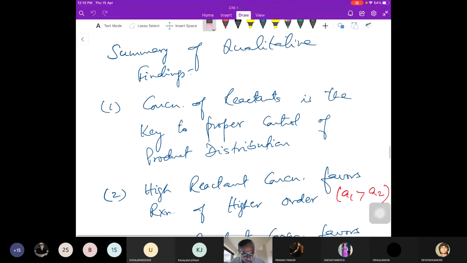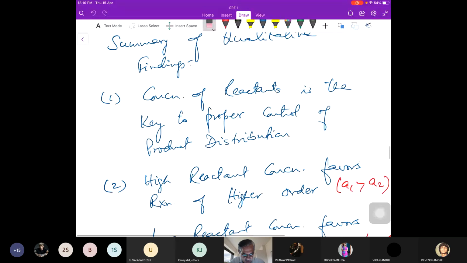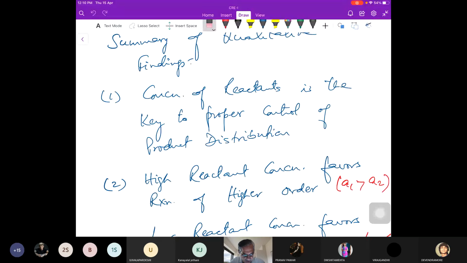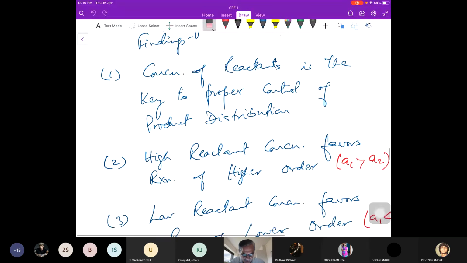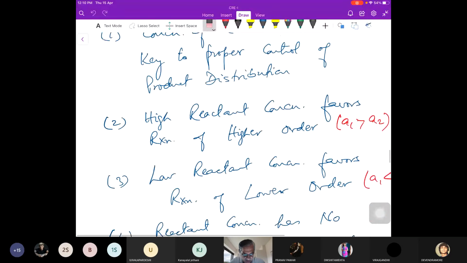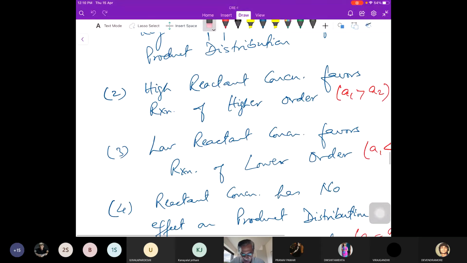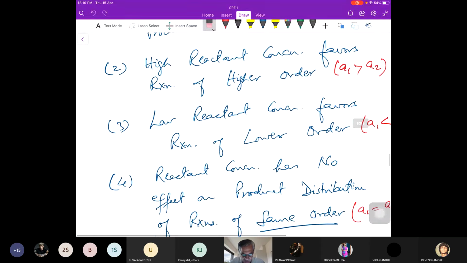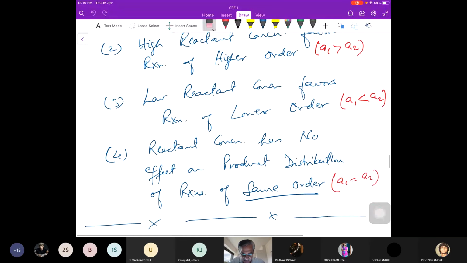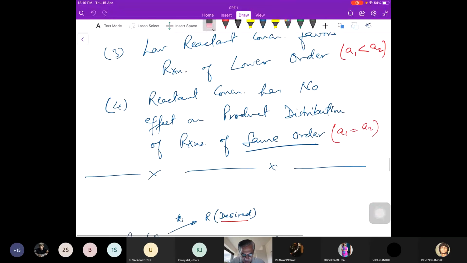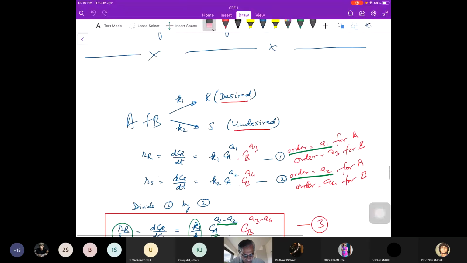Okay, so summary of qualitative discussions was reactant concentration is a key to proper control of product distribution. We use high reactant concentration for higher order reaction, that means a1 is greater than a2, and low concentration for lower order reaction, that means a1 is less than a2. And if a1 equal to a2, doesn't really matter.